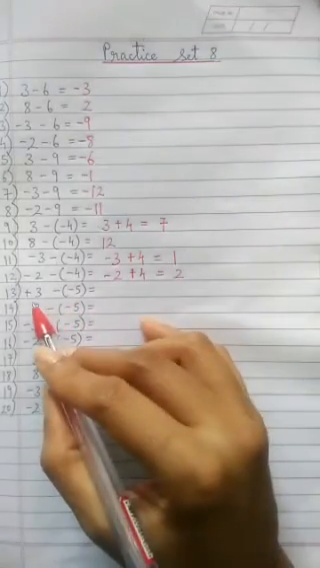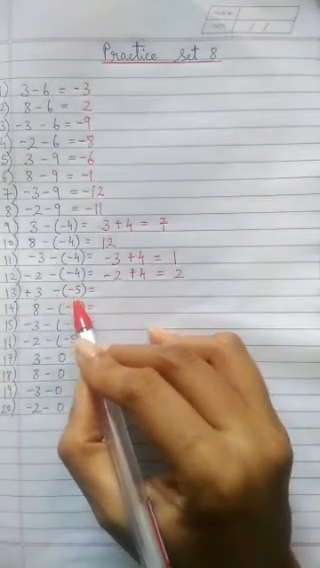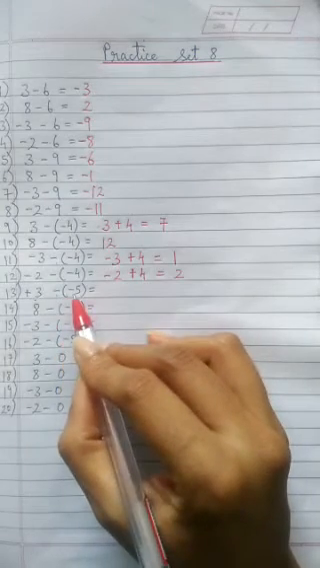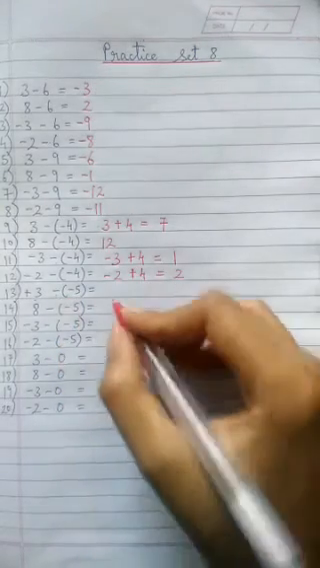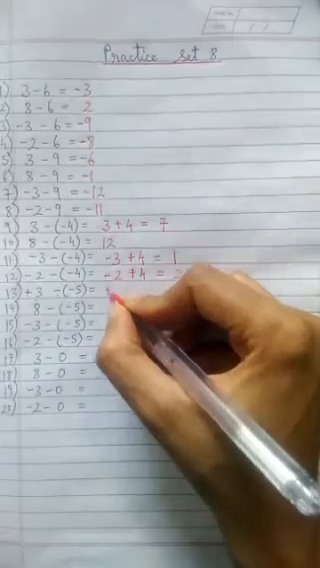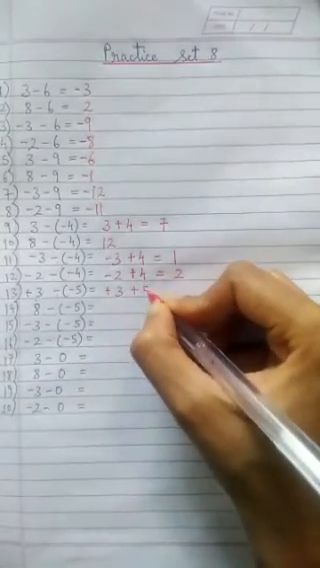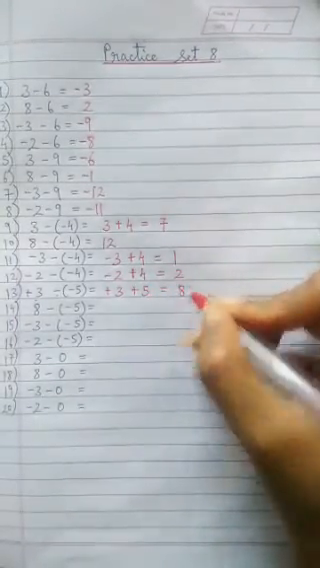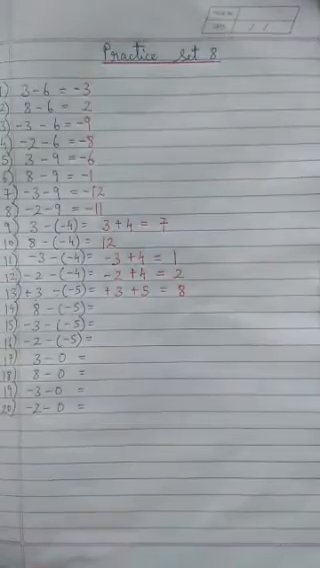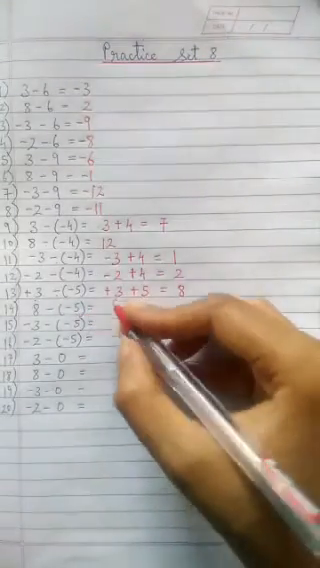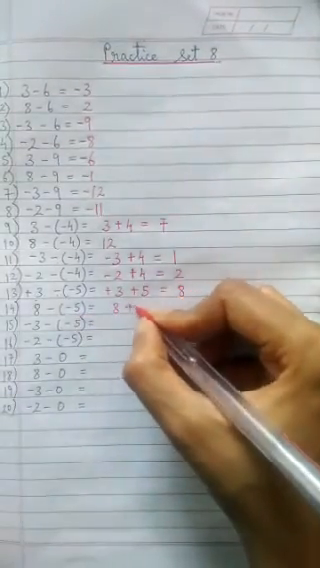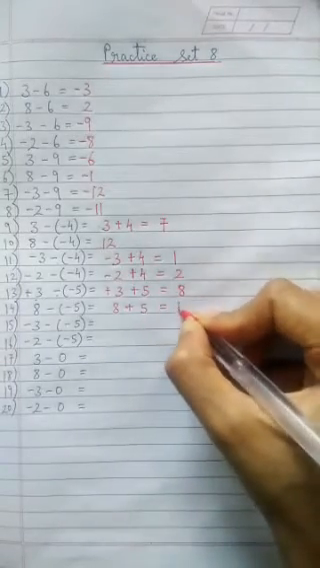13th sum, plus 3 minus minus 5. Minus minus operation is plus. So plus 3 and you get plus 5. Answer is 8. Okay. Minus minus plus. So you get 8 plus 5. Answer 13.